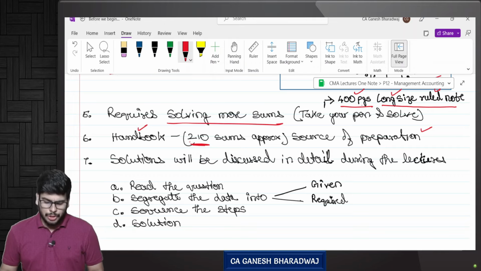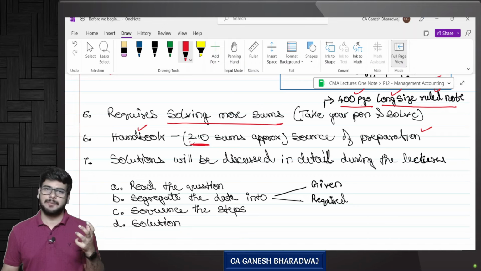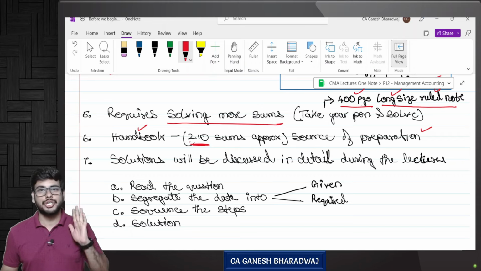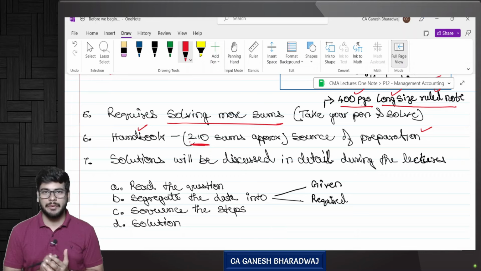And in this handbook, I will be giving, first the concepts will be explained. Then you will be having the questions as well as the solutions. So both the question as well as the solution will be mentioned in our handbook.